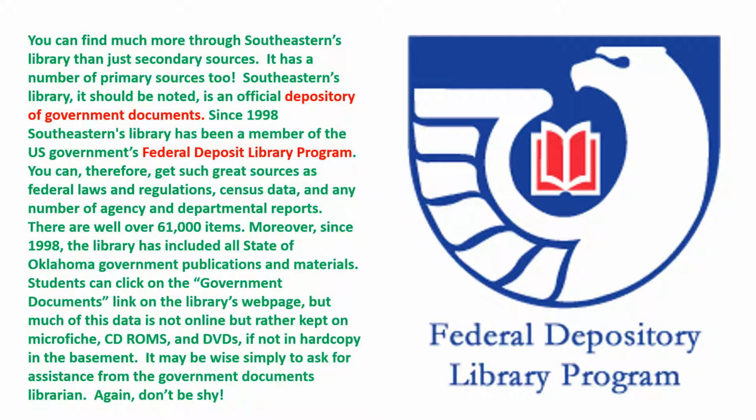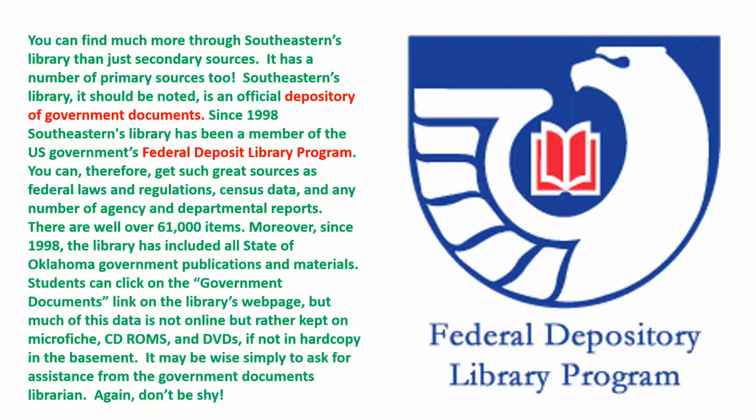Now, you can find a lot more through Southeastern's library than just secondary sources. It has a number of primary sources, too. Southeastern's library, it should be noted, is an official depository of government documents. Since 1998, Southeastern's library has been a member of the U.S. government's Federal Depository Library Program. You can, therefore, get such great sources as federal laws and regulations, census data, and any number of agency and departmental reports. There are well over 61,000 items.